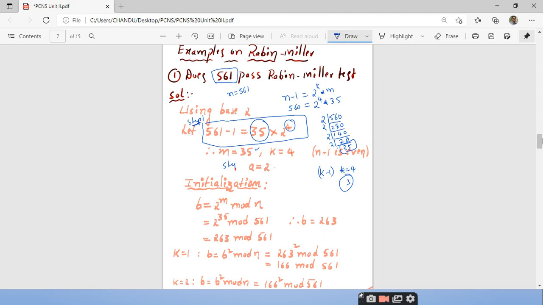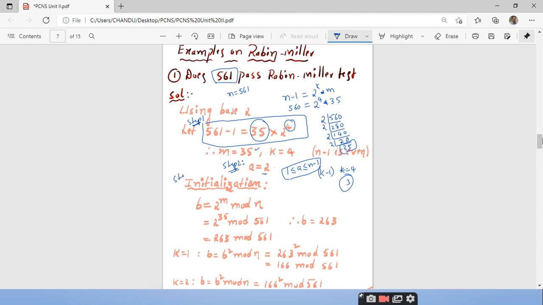And step 2, I have to select a base. Let me select the base as 2. As I told you, you can take any number a such that 1 is less than or equal to a less than or equal to n minus 1. From 1 to 560 you can take any value, but basically I will start with a lower number for simpler calculations, right? So a is equal to 2. This is the base I have taken.